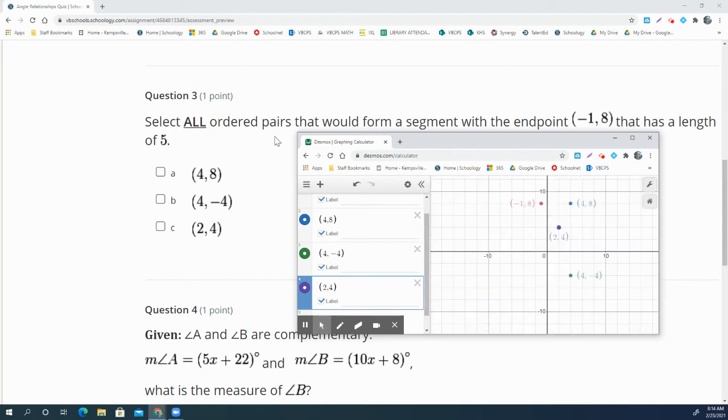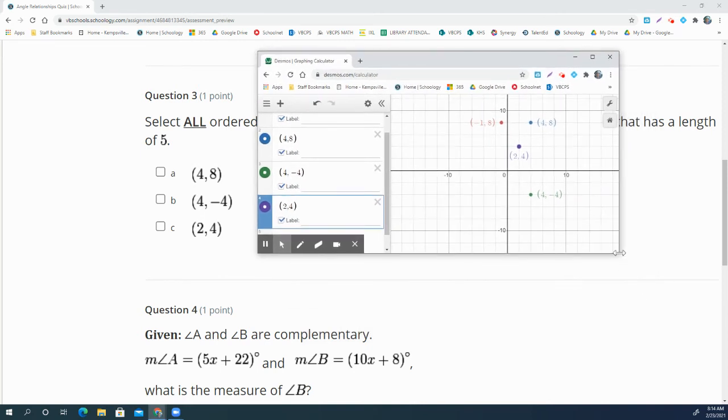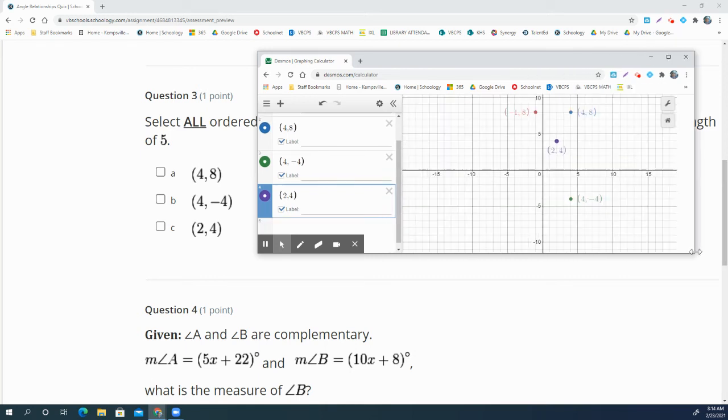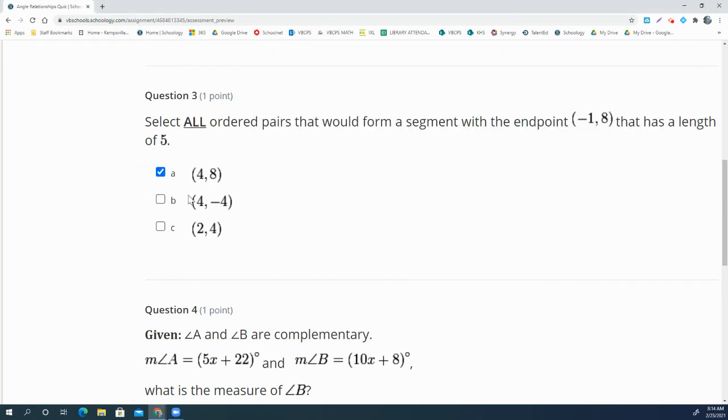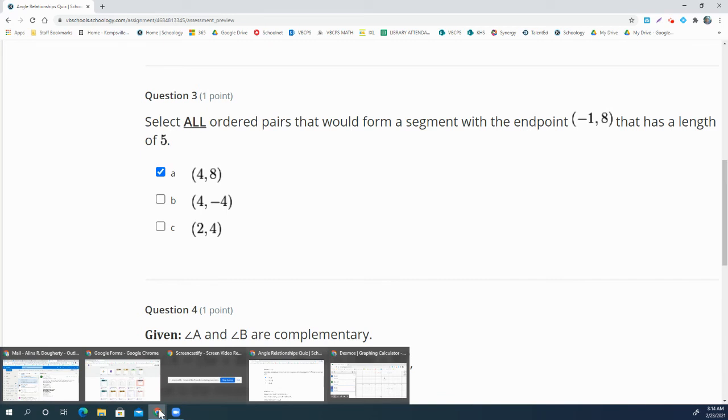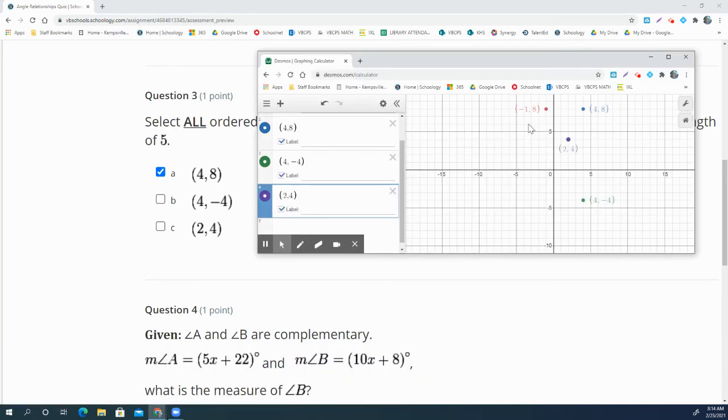So what we want to know is select all the ordered pairs that would form a segment with an endpoint of -1, 8 that has a length of 5. So my -1, 8 is this one. This is 1, 2, 3, 4, 5. So definitely 4, 8 is going to work. Right? So we can do that. This one is going to be way too long, right? If I go from -1, 8 all the way down to 4, -4, there's no way that's 5.